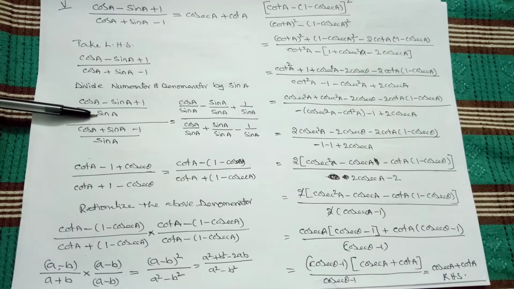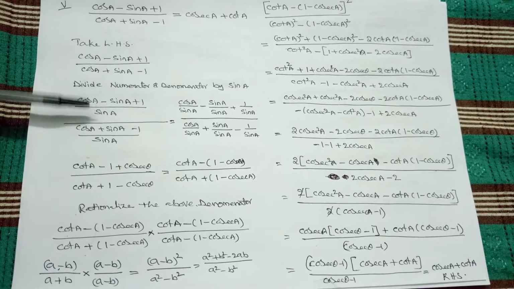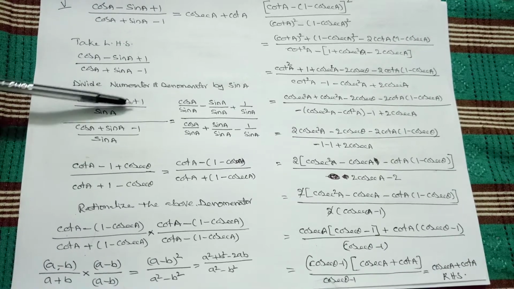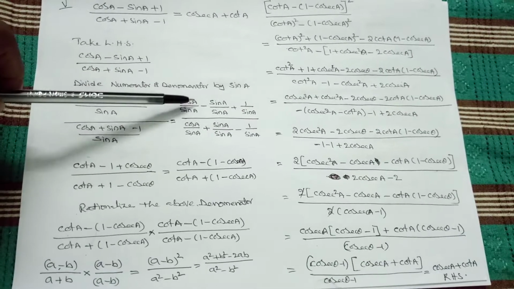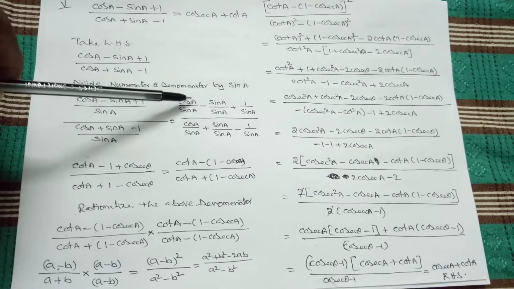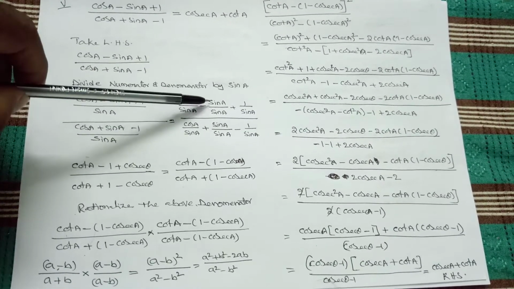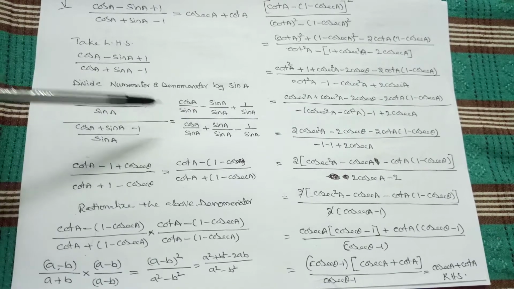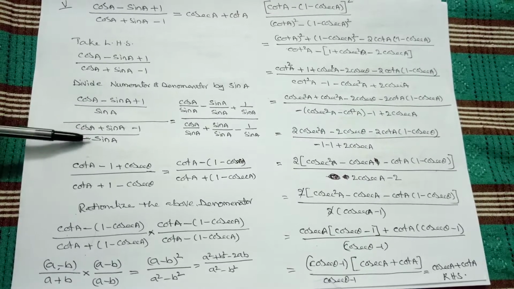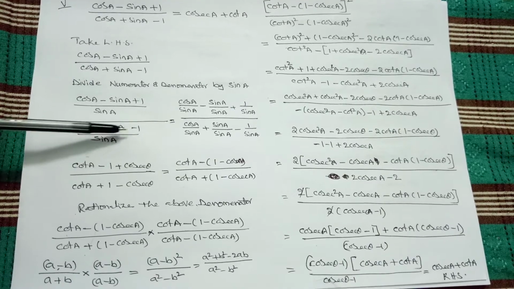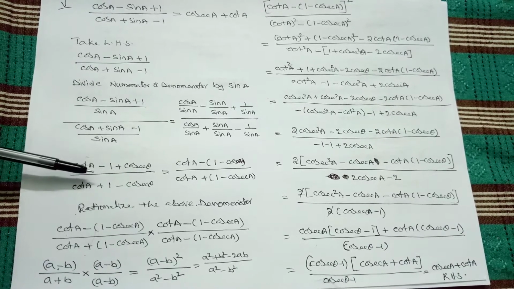Now this is an LCM. It will go to each part of the numerator. Therefore, (cos A by sin A minus sin A by sin A plus 1 by sin A) whole by (cos A by sin A plus sin A by sin A minus 1 by sin A).